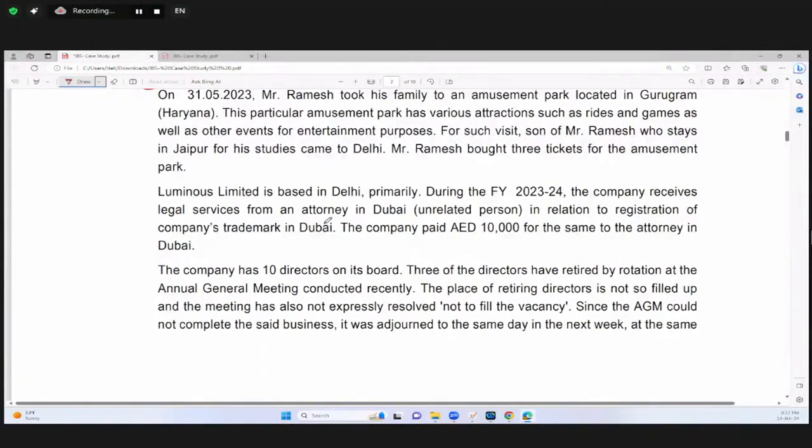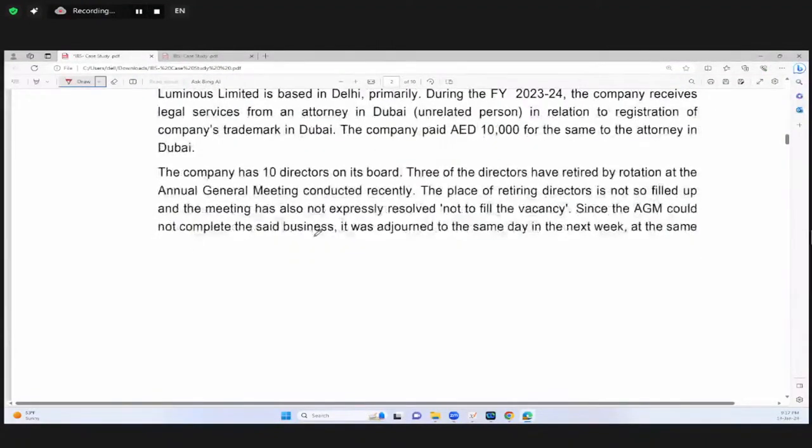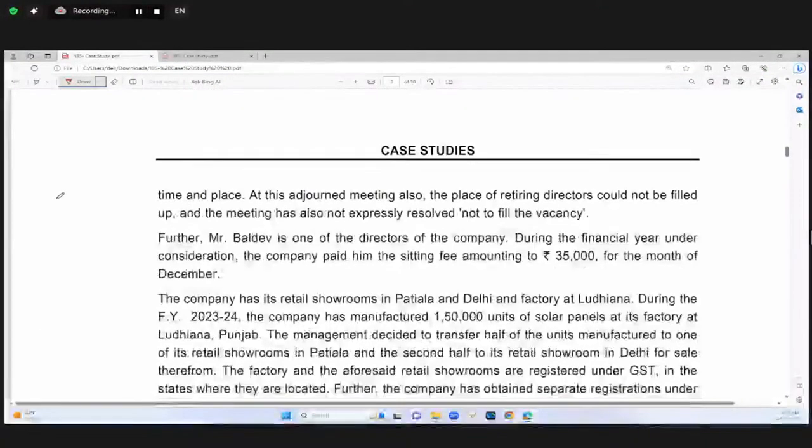The company has 10 directors on its board. 3 of the directors have retired by rotation at the AGM conducted recently. The place of retiring directors is not so filled up, and the meeting has also not expressly resolved not to fill the vacancy. Since the AGM could not complete the said business, it was adjourned to the same day next week at the same time and place. At this adjourned meeting also, the place of retiring directors could not be filled up, and the meeting has also not expressly.